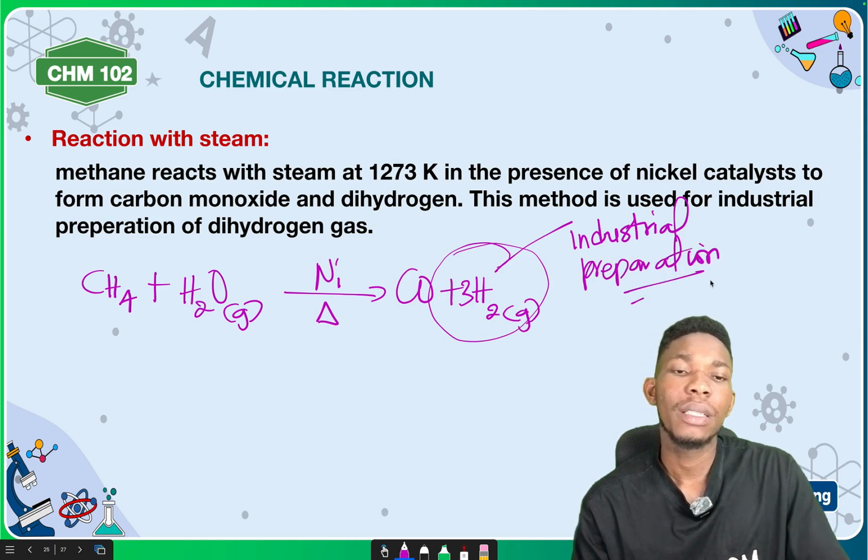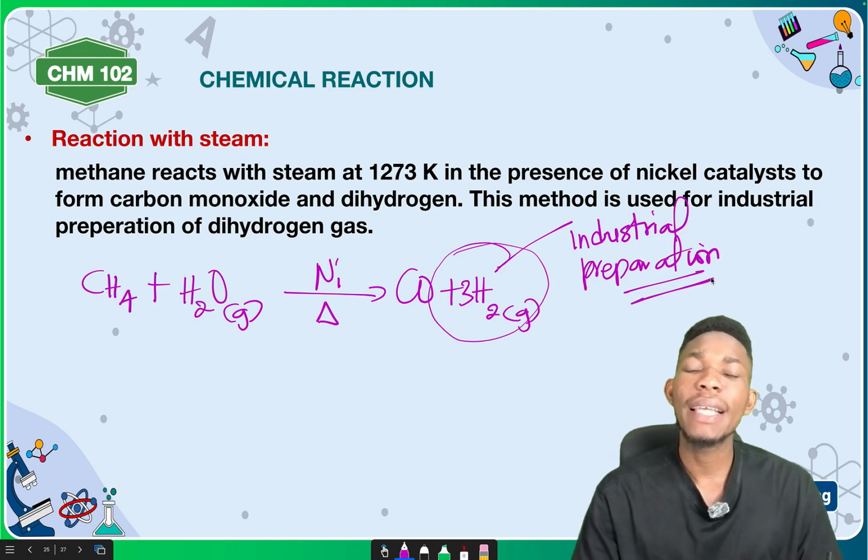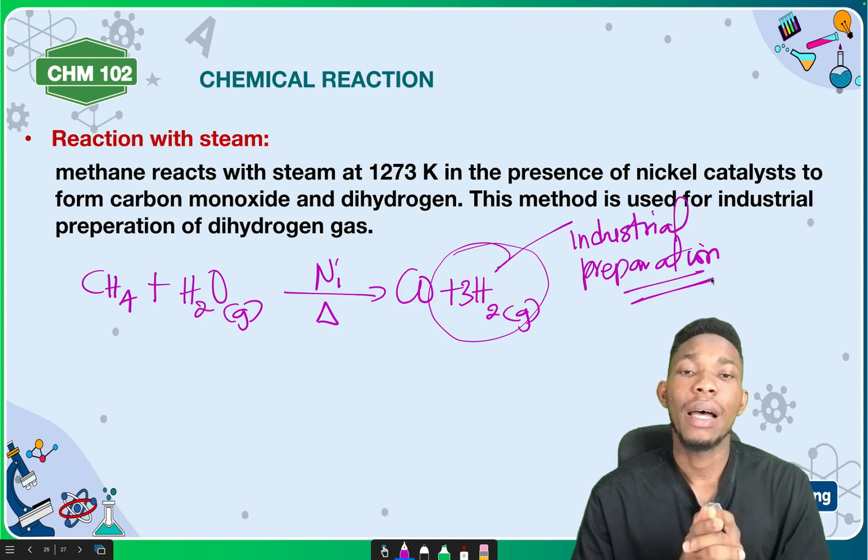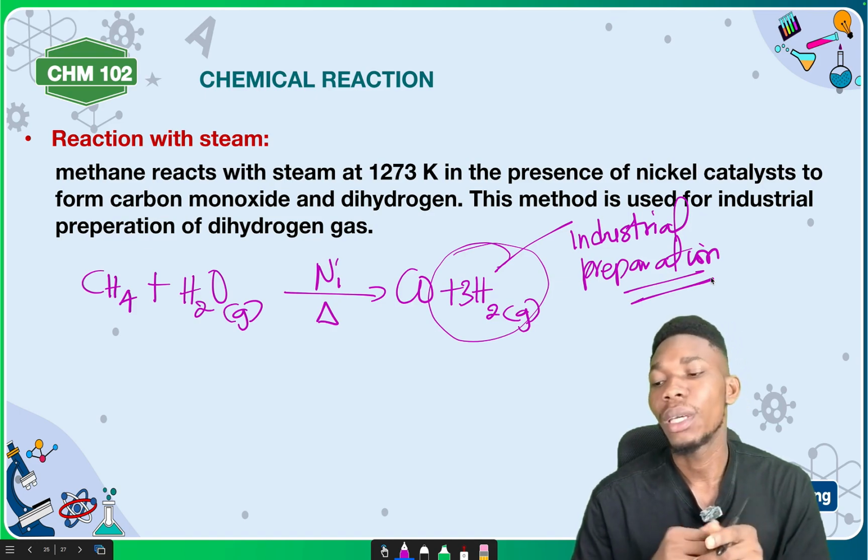So what we are trying to tell you is, in the industry, how is hydrogen prepared? Is that okay? That's the question. In the industry, how is hydrogen prepared? It is prepared by reacting methane with what? Water. Passing it through nickel catalyst at a temperature of 1273 Kelvin. Is that okay? So that is that.